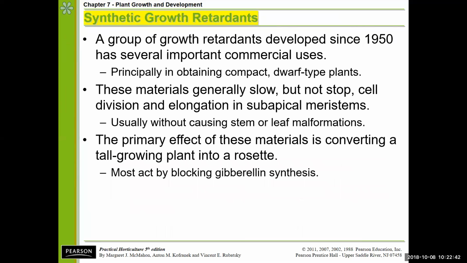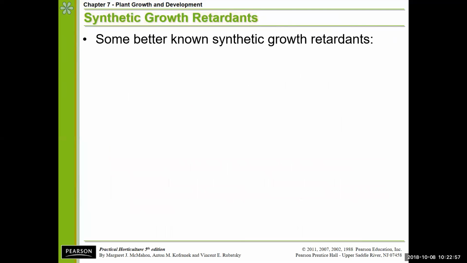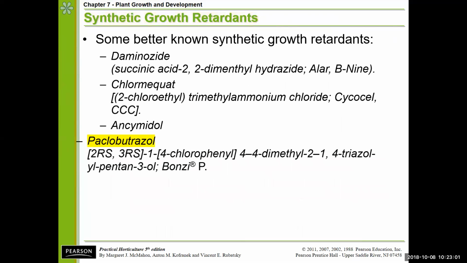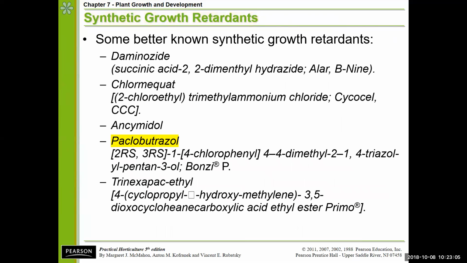Finally, we've got some synthetic growth retardants out there, and we use these to control forms of plants, often in ornamentals, to give them darker or more attractive foliage or more dense growth. They usually block gibberellic acid. And the big one I wanted to point out here is paclobutrazol. We often use that to keep chrysanthemums in vegetative states before they flower.